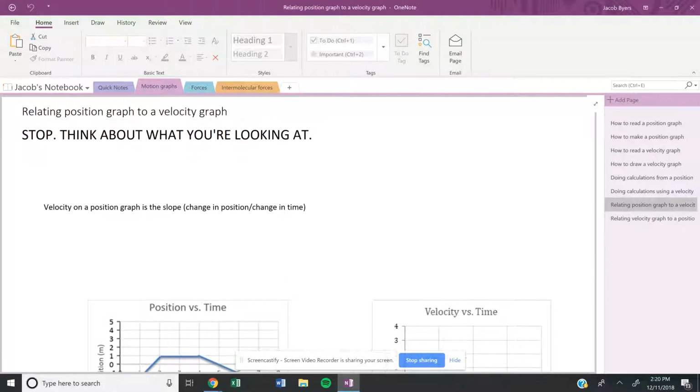Good afternoon, everyone. Today we're going to take a look at making a velocity graph from a position graph.